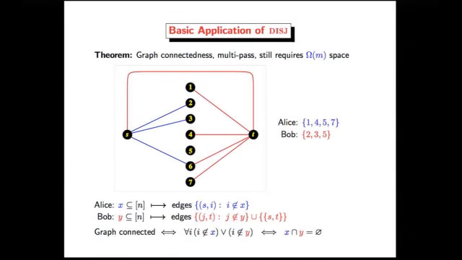Now here's one basic application of disjointness. This one's going to use only 2 parties. Okay, so we come back to the graph connectedness problem, for which we showed a 1-pass lower bound. We can show that a multi-pass lower bound also holds.